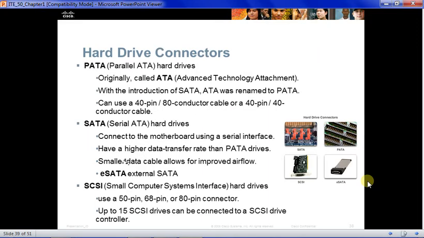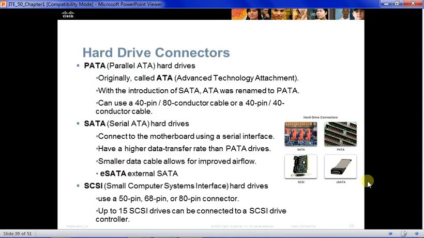How about types of hard drive connectors? So there's PATA, SATA, and SCSI. PATA is parallel ATA hard drives. They were originally called ATA, Advanced Technology Attachment. And then when they introduced SATA, they changed the name to PATA. And they can be 40 or 80 pin conductor cables. And so obviously that can vary the speed based on the number of pins.